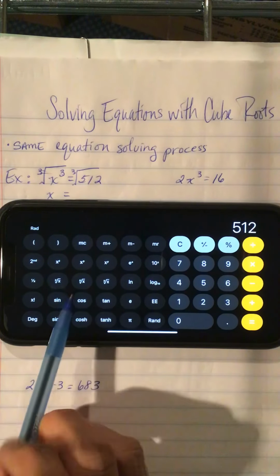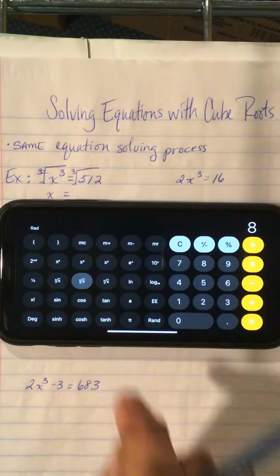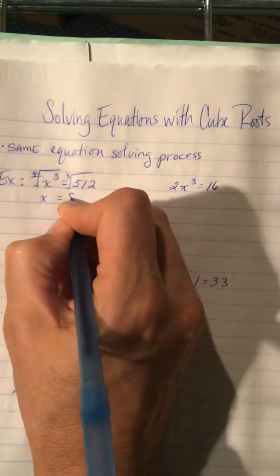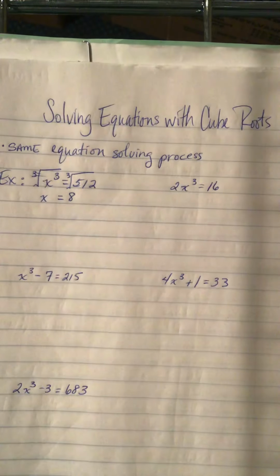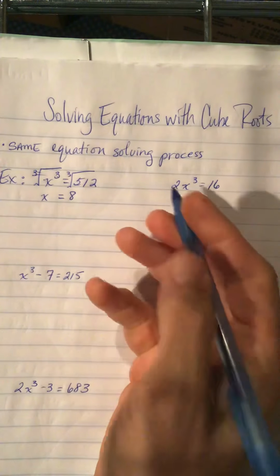512, and there's your cube root button right here with the 3 above the x. So we take the cube root, and we get our answer of 8. So x is equal to 8. Unlike square roots, cube roots are only going to have one answer. Okay, so we don't need to worry about the plus or minus today.